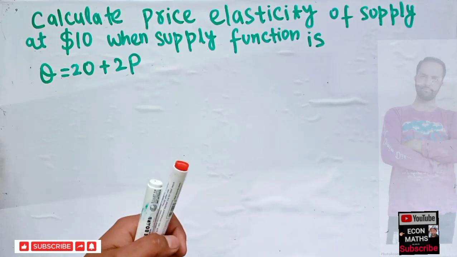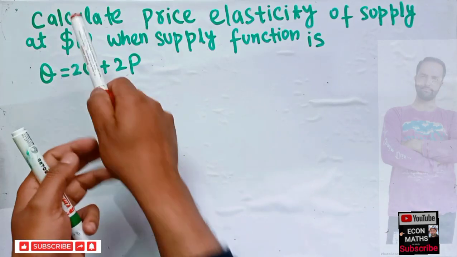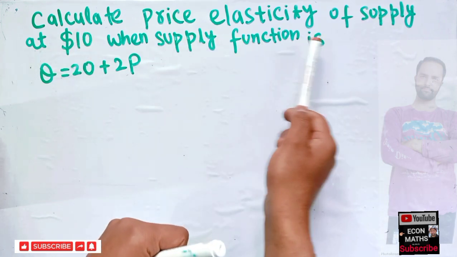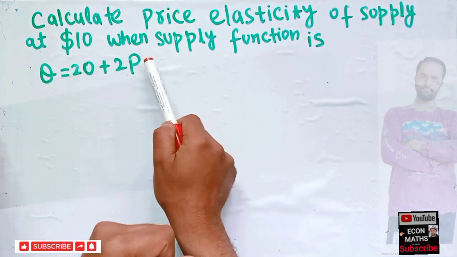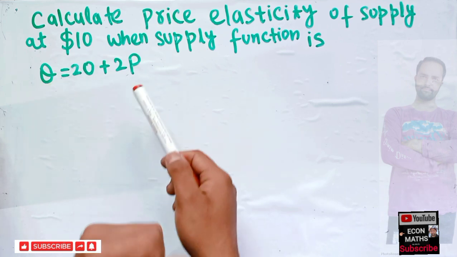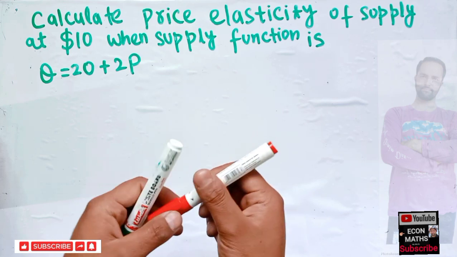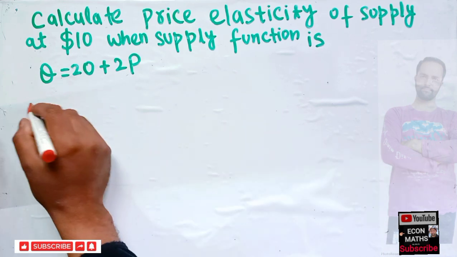Let us solve a question on elasticity of supply. Calculate price elasticity of supply at $10 when the supply function is Q equals 20 plus 2P. Q denotes the quantity supplied and P is the price. Okay, so first let's write the formula for elasticity of supply.